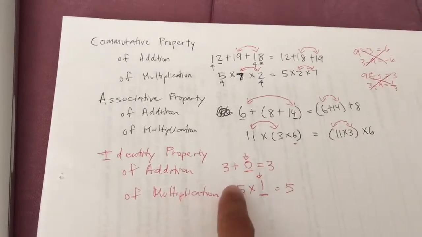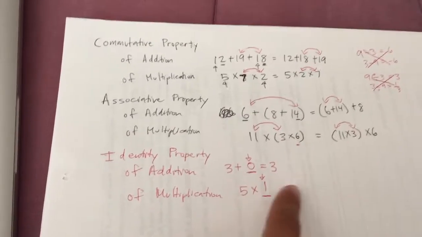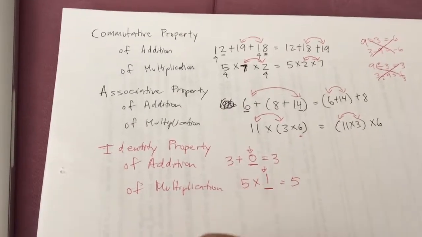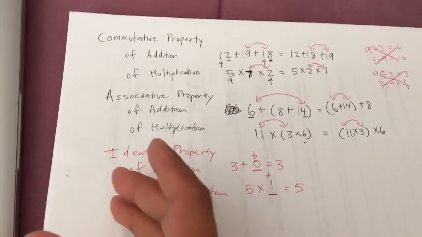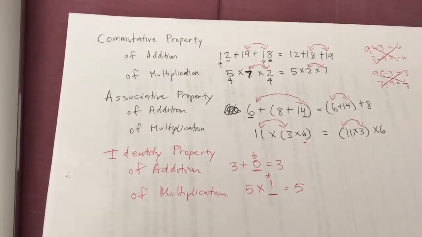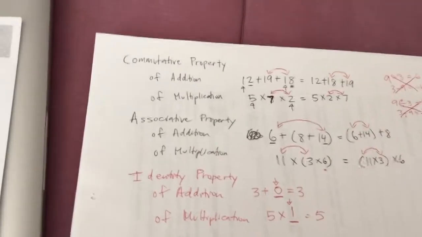In multiplication, you could multiply a number by 1 and it retains its same identity. 5 times 1 equals 5. 6 times 1 equals 6. 7,032,000 times 1 is 7,032,000. Miss Tolentino times 1 is Miss Tolentino.